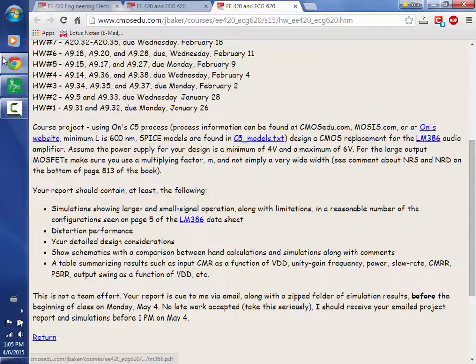Now, you're supposed to design the CMOS replacement for the LM386 audio amp. That doesn't mean you can go look at the schematic and say, oh, I'm going to do a transistor replacement. It's bipolar technology. You need to design a CMOS op amp to replace it. And this circuit was probably designed in the 70s, my guess. And so technology has evolved and we know how to design better now than we did back then. So you should be able to do better than what's designed here, okay?